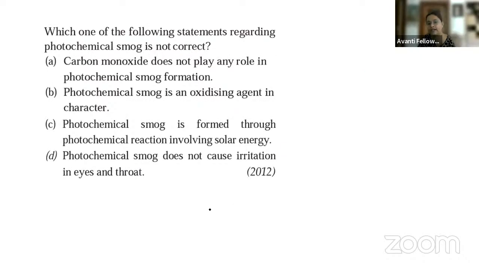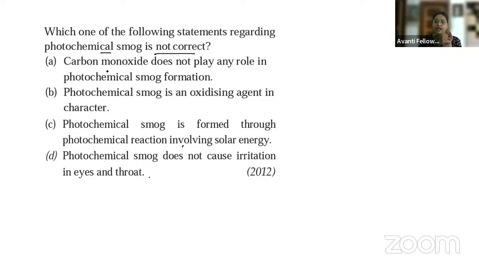So again, I have taken the photochemical smog problem here. Carbon dioxide does not play any role in photochemical smog formation. Photochemical smog is an oxidizing agent in character. Photochemical smog is formed through photochemical reaction involving solar energy. So this is correct, okay? Photochemical smog does not cause irritation in eyes and throat. Yes. So what will be the correct answer here? We have to find out which is not correct about photochemical smog.